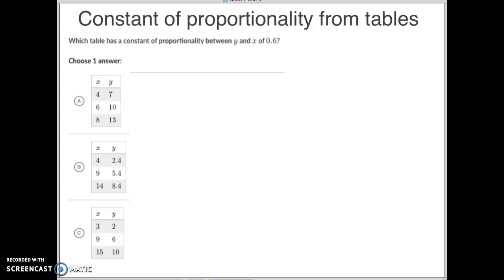All right, we got two to do today. First one, constant of proportionality from tables. It sounds all confusing and tricky, but it's actually quite simple. Here's all you do to figure this one out.